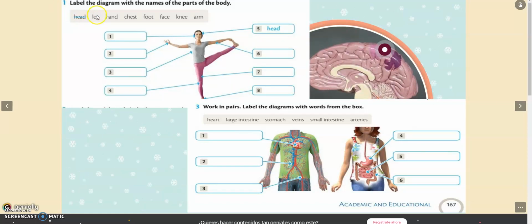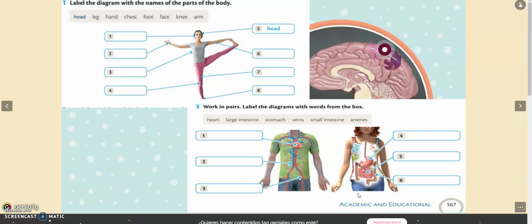Then let's go to page 163. Exercise 1. It says label the diagram with the names of the parts of the body. So we have head, leg, hand, chest, foot, face, knee, and arm. And we're going to write down the parts of the body over here. I'm not giving you the answer because this is pretty easy. And if you have questions, you can ask me. And I can give you the answers later. Of course I can. Okay?